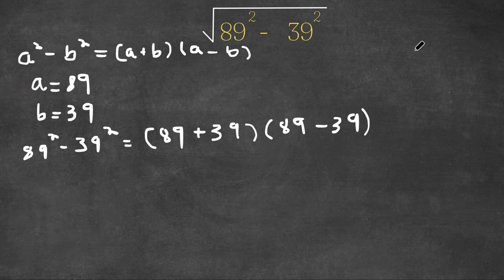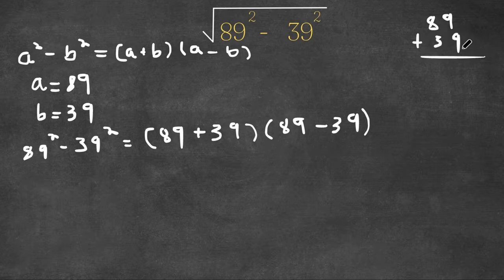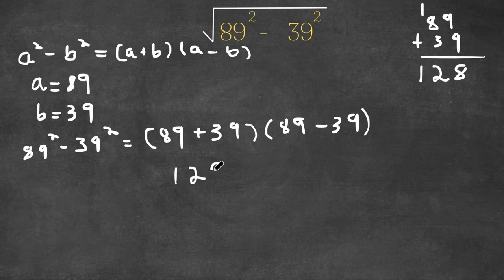Let's first start with 89 plus 39. So 9 plus 9 is 18, so we carry the 1 and put the 8. And 8 plus 3 is 11, and 11 plus 1 is 12. So we have 128. So 89 plus 39 is 128, times. Now 89 minus 39 is simply just 50. So we have 128 times 50.